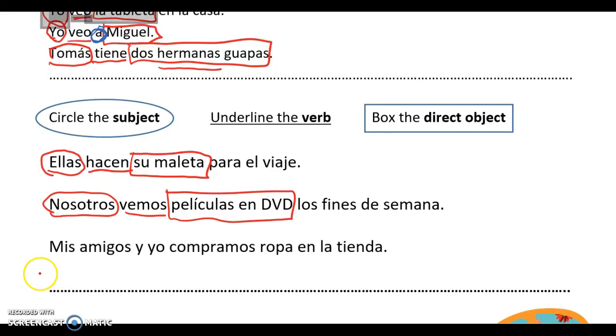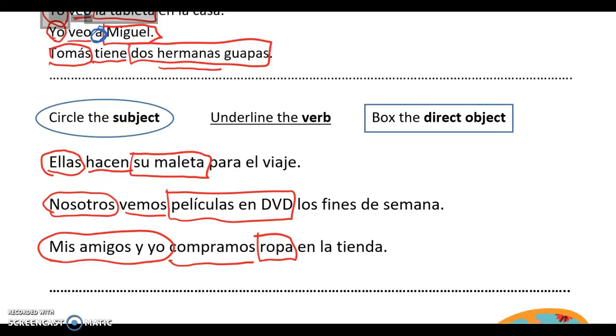Mis amigos y yo compramos ropa en la tienda. Who's doing something? This whole thing, mis amigos y yo, we're all doing something. And what are we doing? We're buying. Compramos. And what are we buying? We're buying ropa, clothing. Where we're buying it, en la tienda, not part of the direct object.